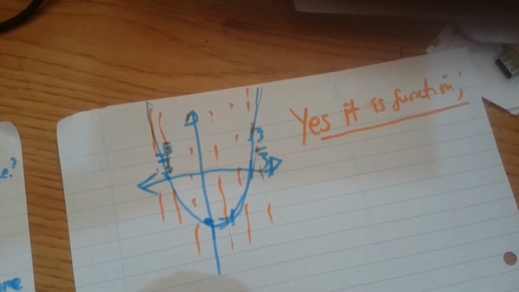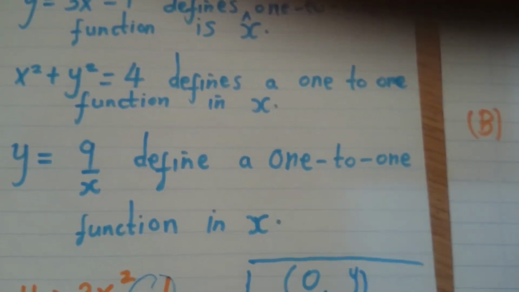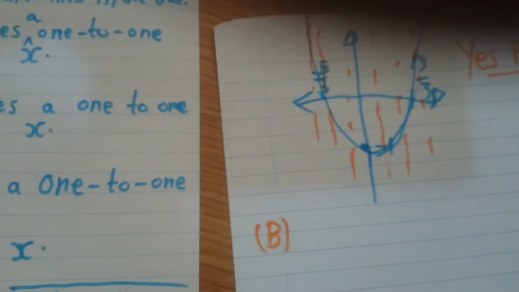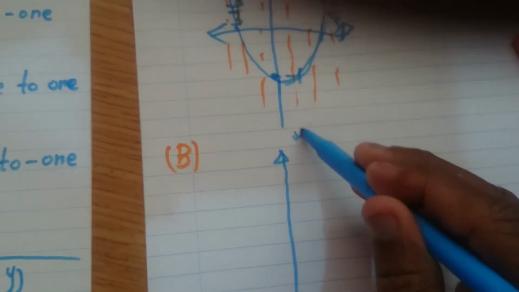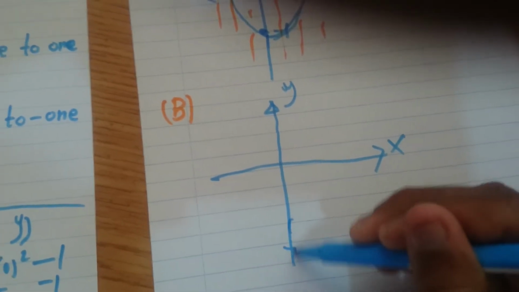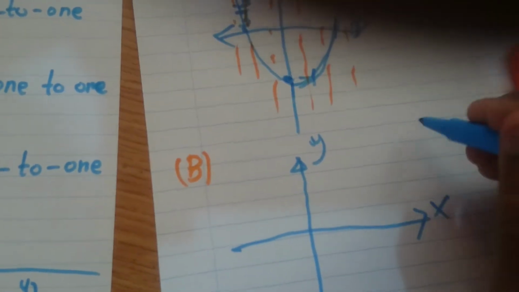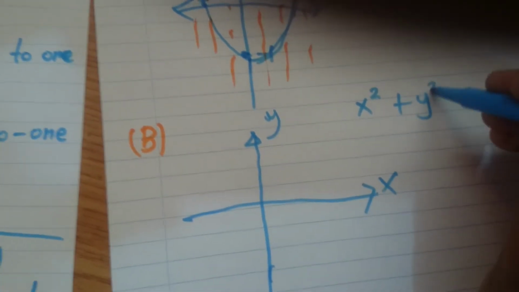Now we go for part b. We want to see if b is a function. b is a circle, just like the previous equation. So this is a Cartesian plane, y and x. If I'm not mistaken, I explained the circle in the first question. The given circle is x squared plus y squared equal to 4.